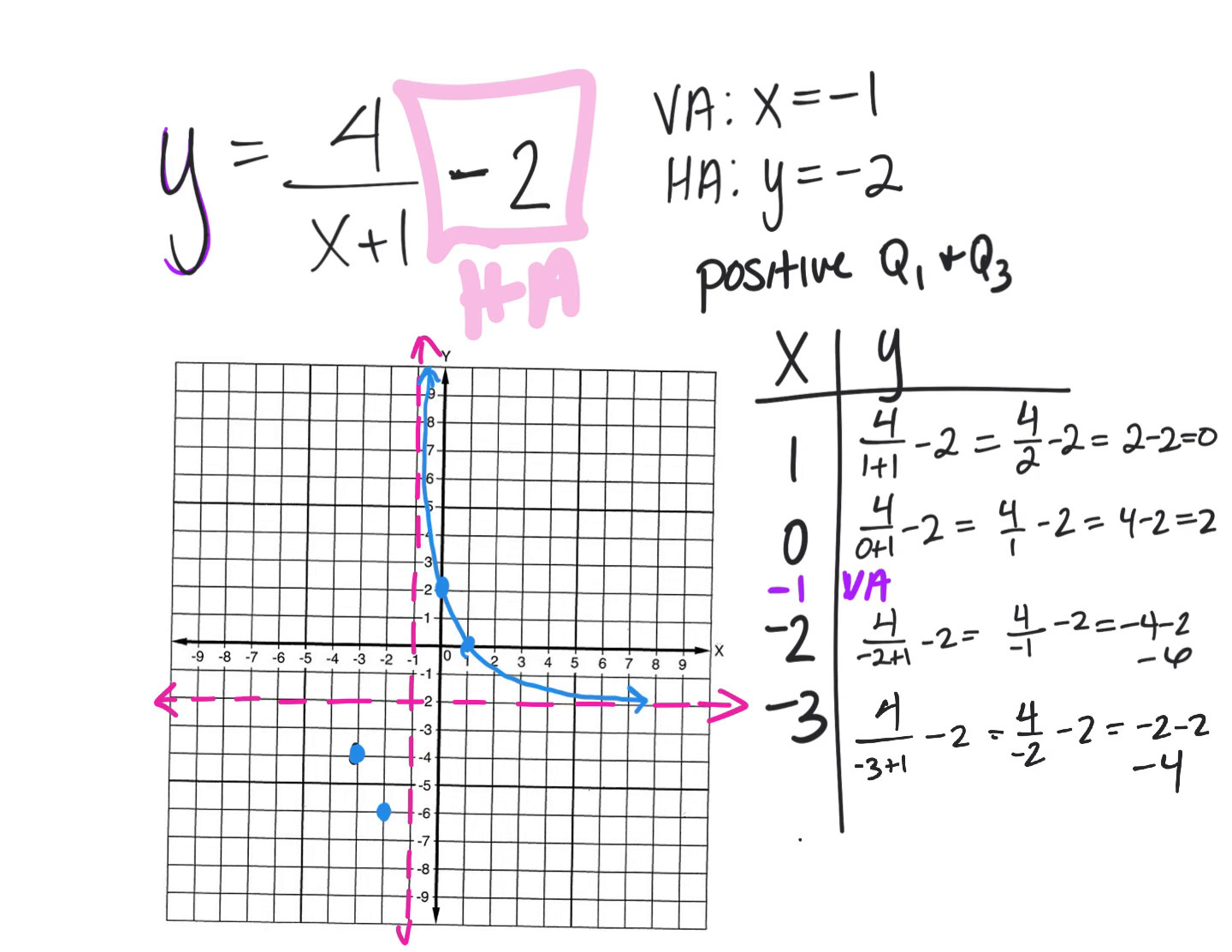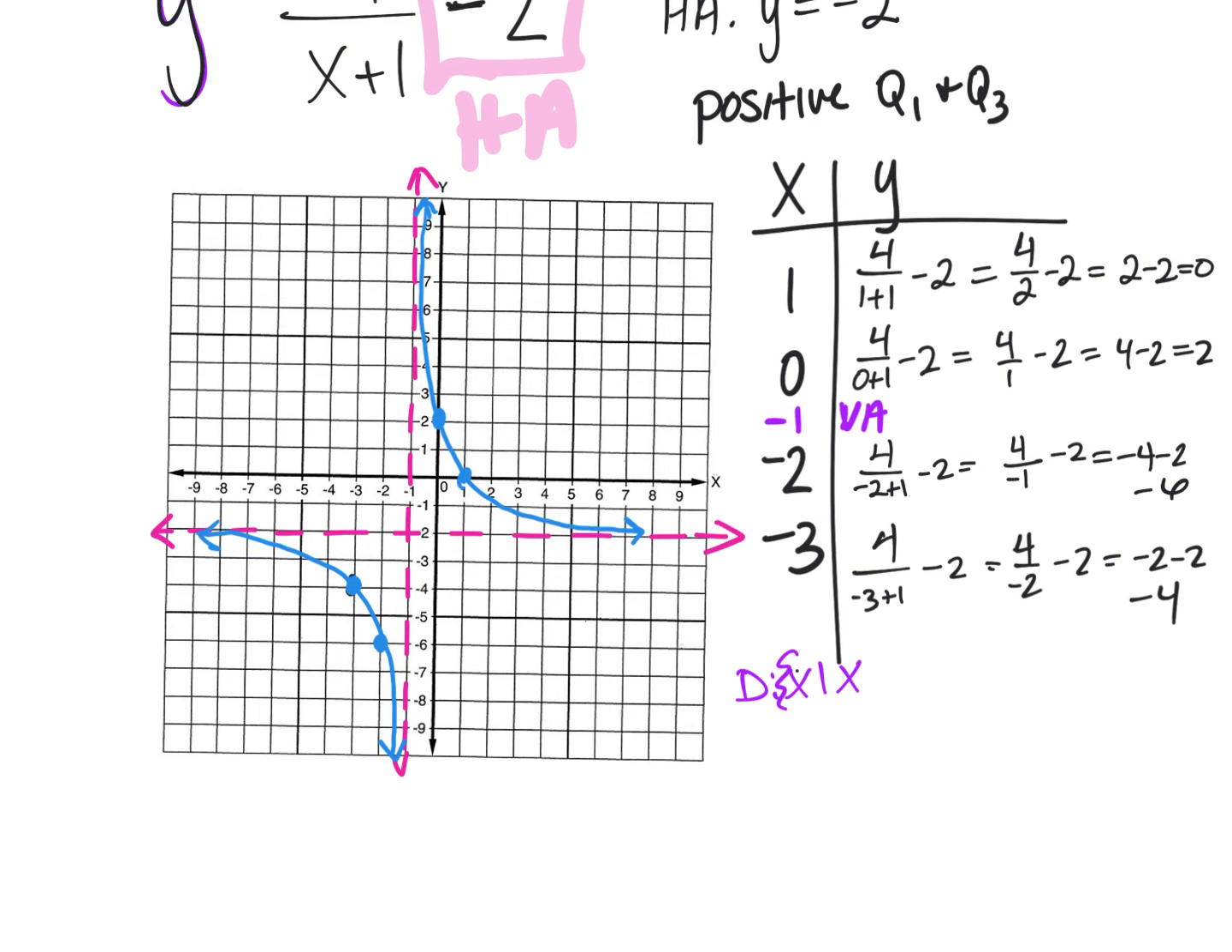Okay, so there's two ways to get your second set of points. You can plug it in, or you can use symmetry. Okay. And then what's my domain? x not equal to negative 1. And the range, y does not equal negative 2.